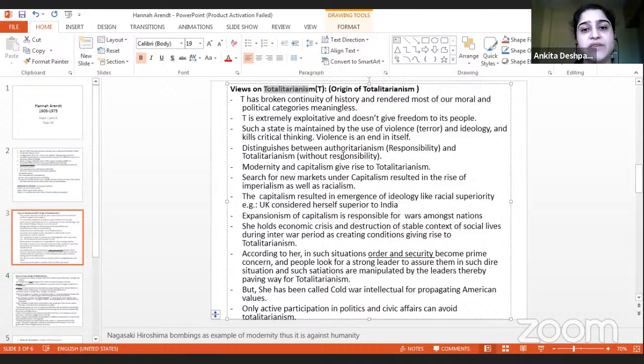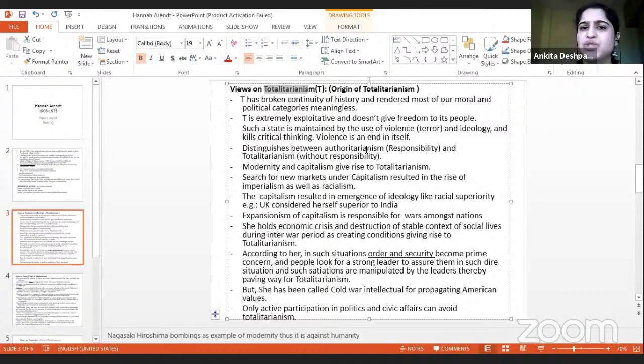But she distinguishes between authoritarianism and totalitarianism. It's her interpretation that authoritarianism is filled with responsibilities. Totalitarianism is one without responsibilities. So what is authoritarian? Authoritarian is basically a set of people, a regime, or a group of people, or one person, or a book that is considered to be a source of authority, and you have to abide by that. Either a group of people, or a regime, or one person, or a religious book is a source of authority, and it has to be obeyed.